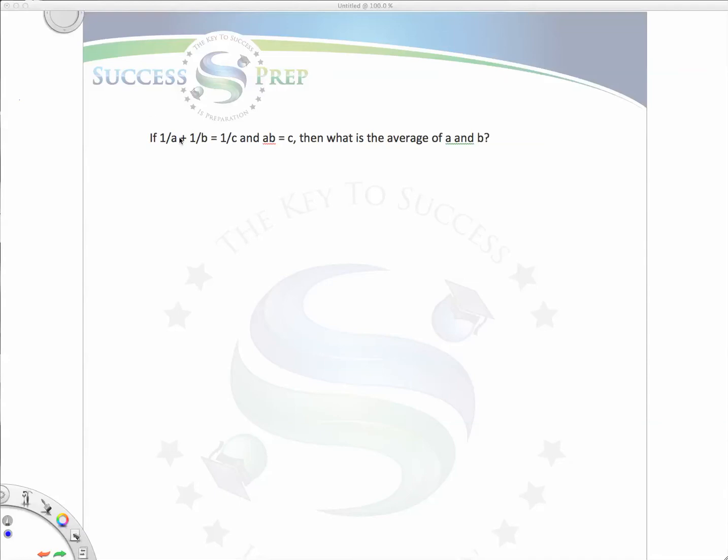This question says if 1 over a plus 1 over b equals 1 over c, and it says the value of ab equals c. So I'm going to write that over here. The value of ab equals c. The question says, what is the average of a and b?